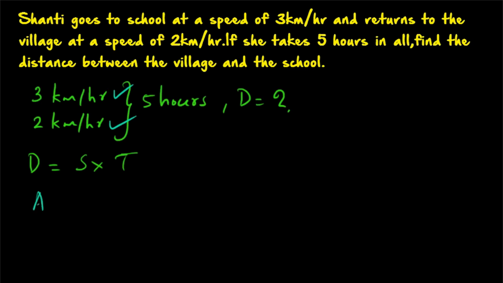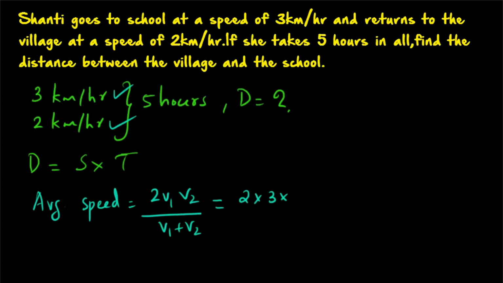So what is the average speed? Average speed is equal to 2v1v2 divided by v1 plus v2 when two speeds v1 and v2 are given for two equal distances covered. So here you can find out the average speed. Average speed will be equal to 2 into 3 into 2 divided by 3 plus 2, which is 5. So you will be getting 12 by 5.